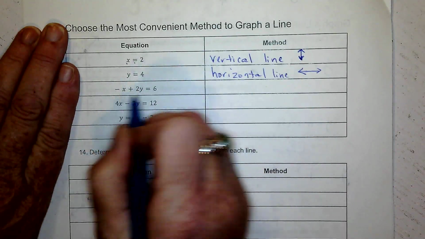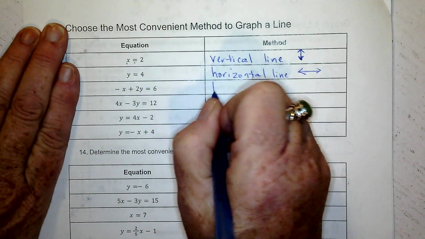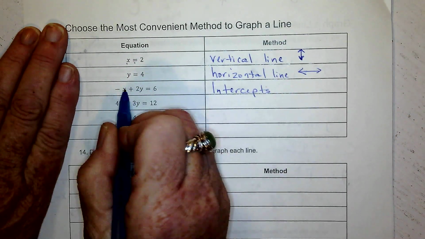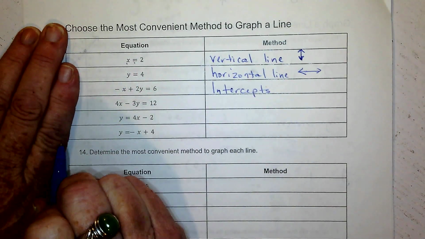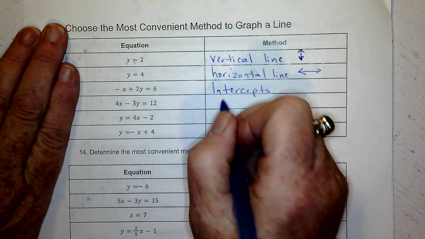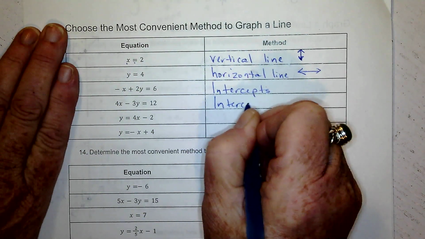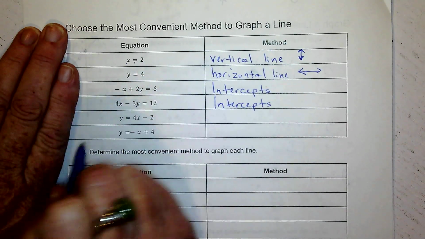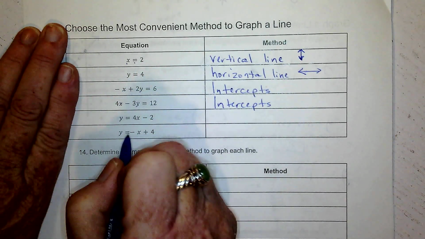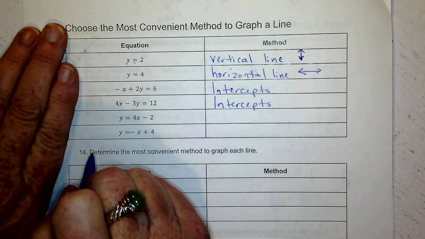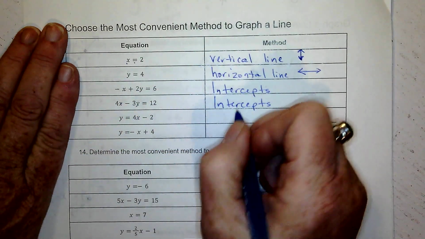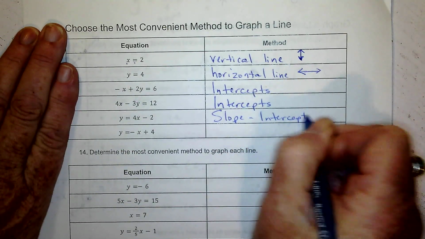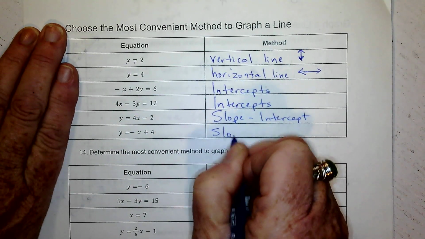The next one, I would use the intercept method to graph this. It's just easy to let x equals 0 solve for y, let y equals 0 solve for x. And the same thing for the next one. I would use the intercept method, because you can let x equals 0 solve for y and let y equals 0 solve for x. These last two, I would use the one that we just did today, and it's called the slope-intercept method. And the same thing for this last one.